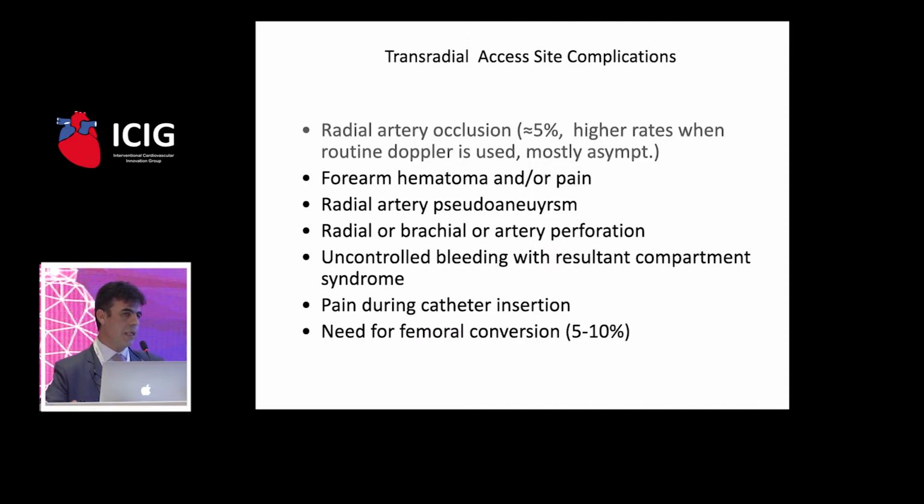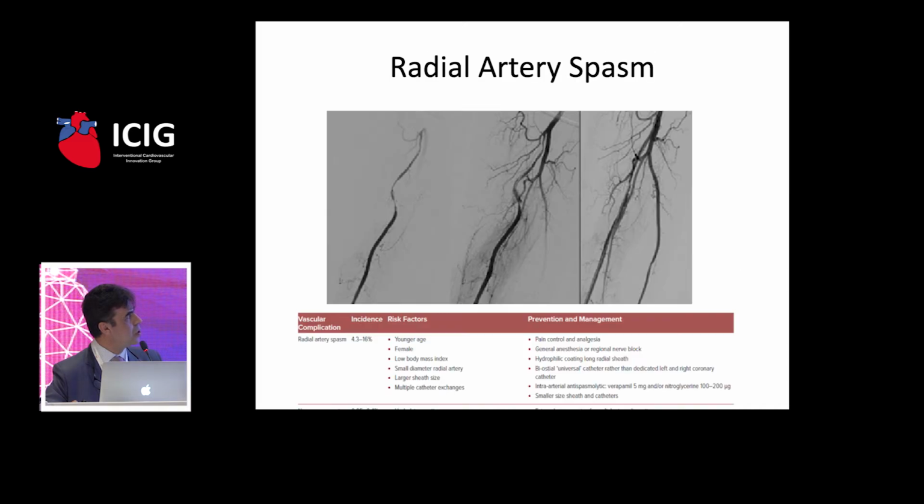Which brings us to the second access, with all its problems, which is the transradial, and these have a multitude of problems, from the occlusions to the ones we're going through now. Radial artery spasm is the most common, and that's the one that most cardiologists will struggle with.